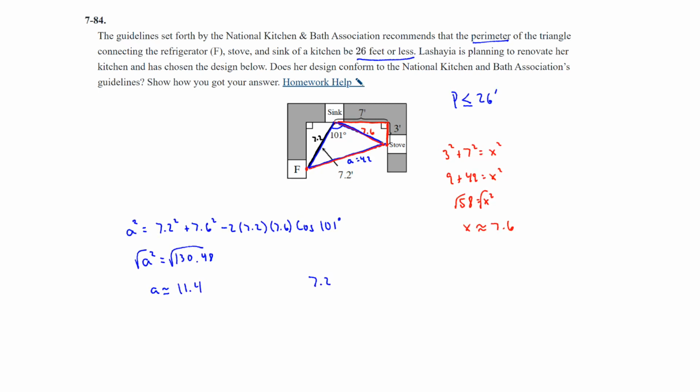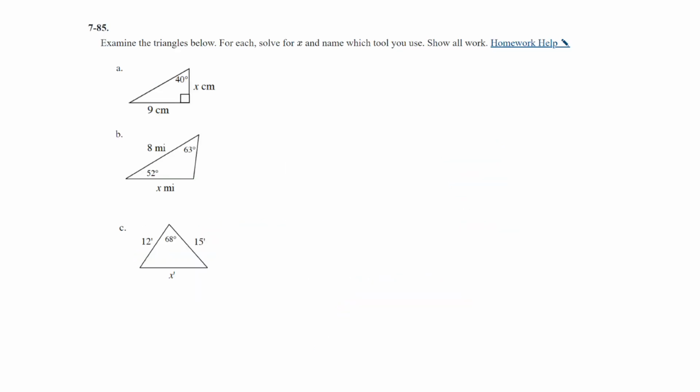That's 7.2 plus 7.6 plus 11.4. And we want that to be less than or equal to 26, and it is 26.2, which is not less than or equal to 26. So does her design conform? And the answer to that is no. And you can see the work that was done to be able to figure out that the perimeter is not less than 26 feet.